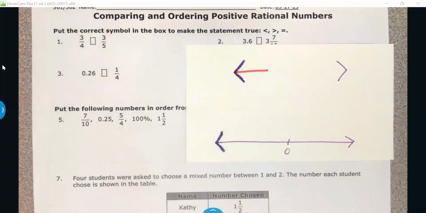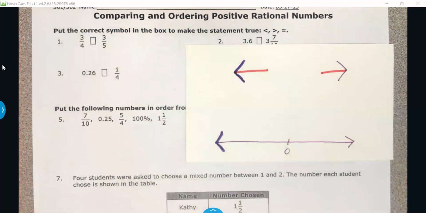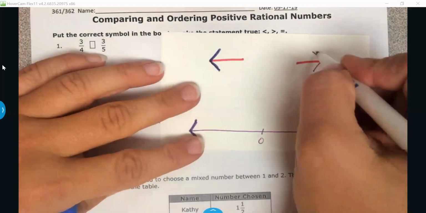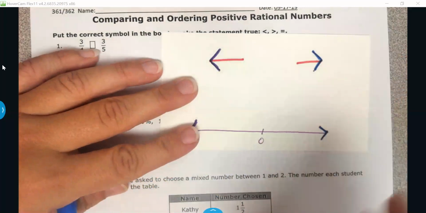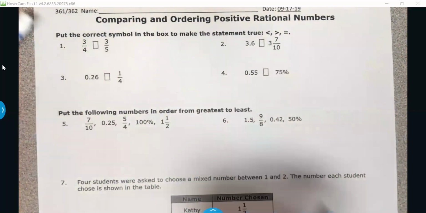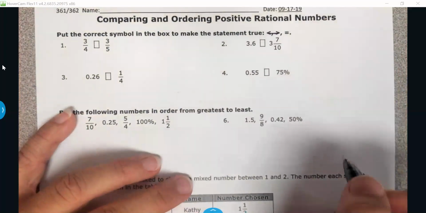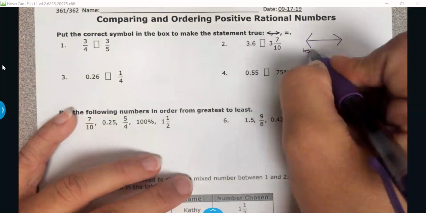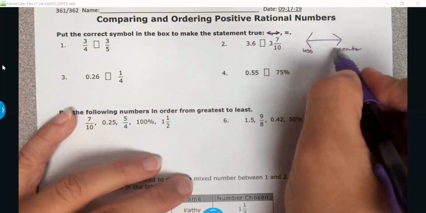And then, knowing that, if I do the same thing with my other symbol, and I draw a line coming out of it, it's pointing to the right. Therefore, it is greater than, because we get bigger as I move to the right. On your paper, when you see put the correct symbol, what I would do is draw a line through it, just like that. So now I know this side means less and this side means greater. And therefore, less than, greater than.